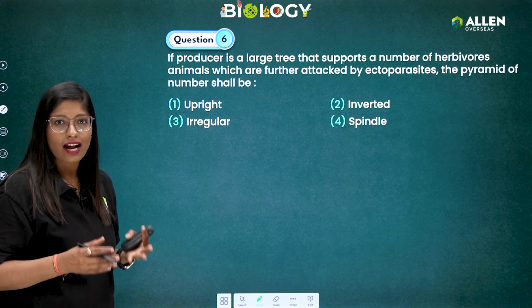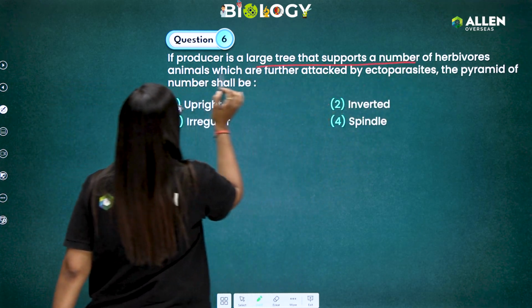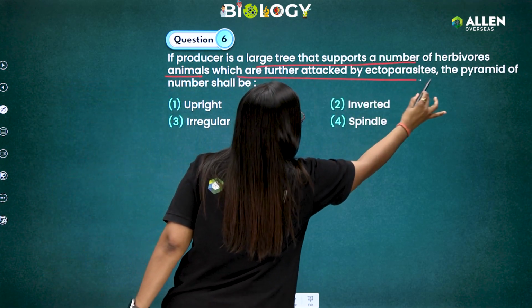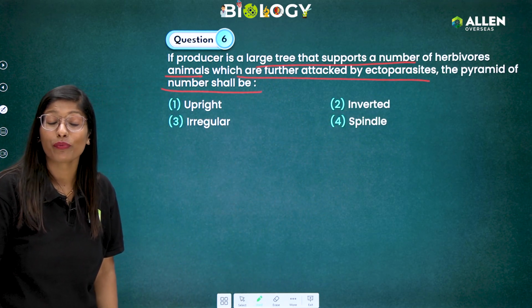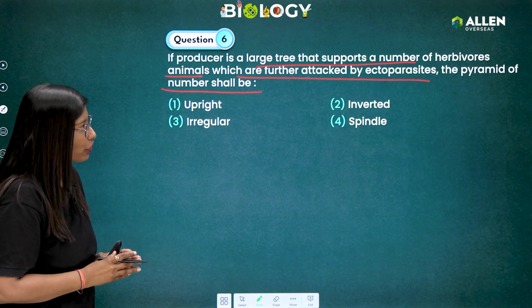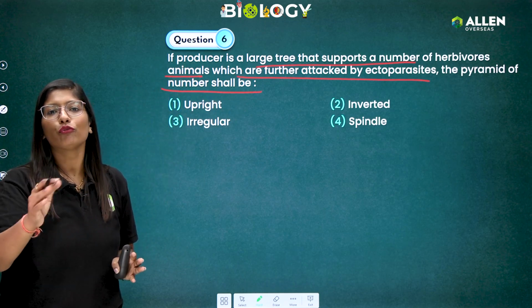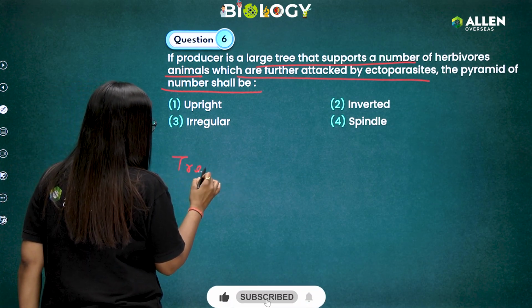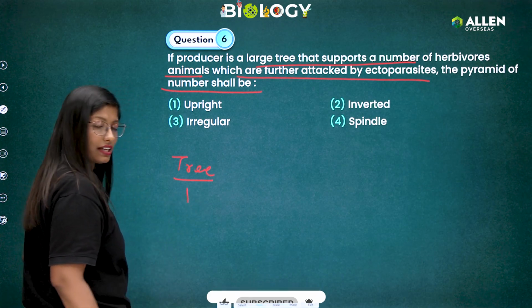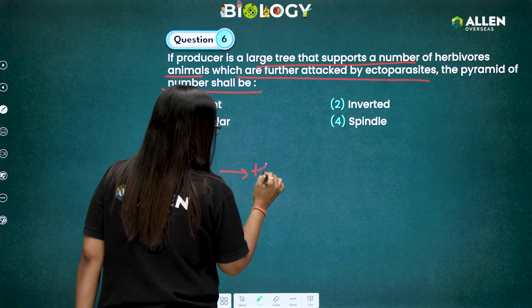Okay. Now moving to the next question, that is question number 6, and this question says that if the producer is a large tree that supports a number of herbivore animals which are further attacked by ectoparasites, then the pyramid of number shall be. So this question is from ecology, and in this particular question, they have given you some food chain. So first let's draw the food chain. So suppose they have given a tree here. So there's a large tree. So suppose the tree is 1. Okay, they've given a large tree, and this tree supports various herbivores.